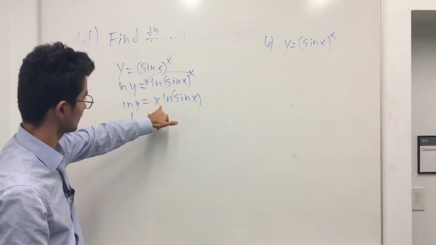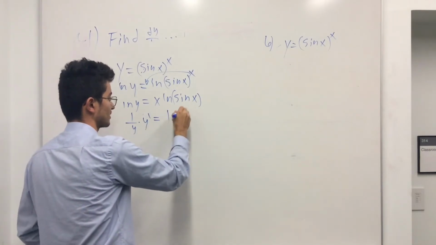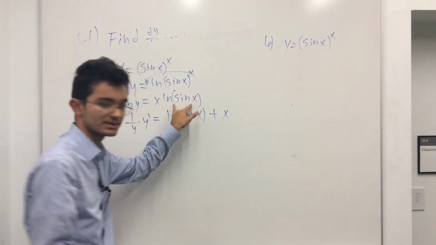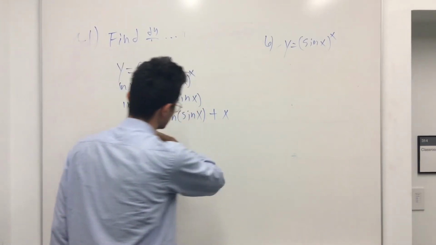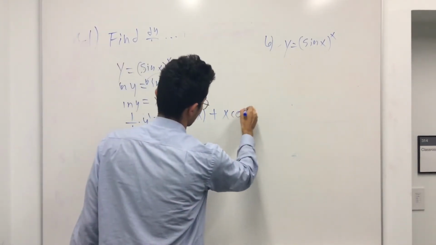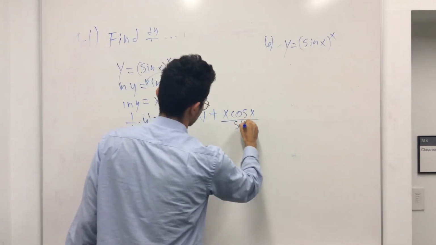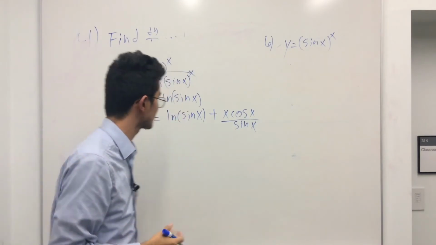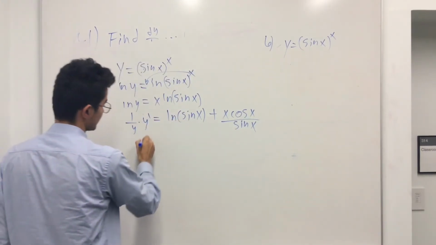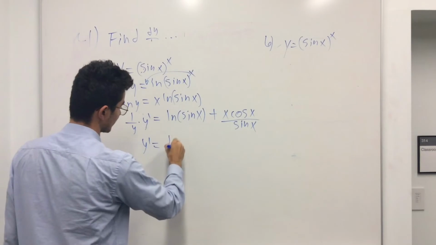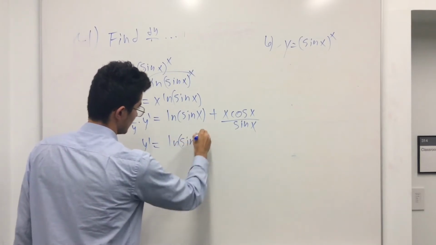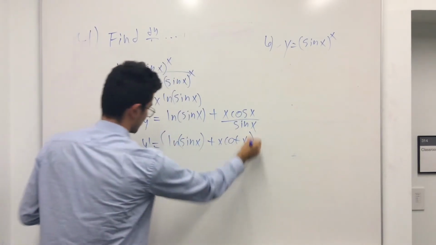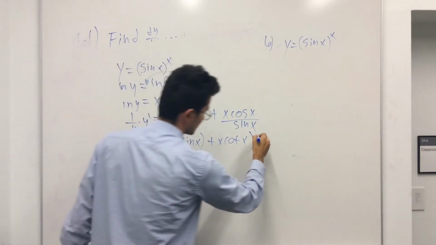So derivative of the first is going to be 1 times the second, ln of sine x. And then plus x times the derivative of the second. Here we have to use the chain rule, so that's going to be x cosine of x divided by sine x. And cosine of x over sine x is cotangent of x. So our final answer will be something like ln of sine of x plus x cotangent of x. And then multiplied, right? We have to bring this y to the other side, multiplied by y.